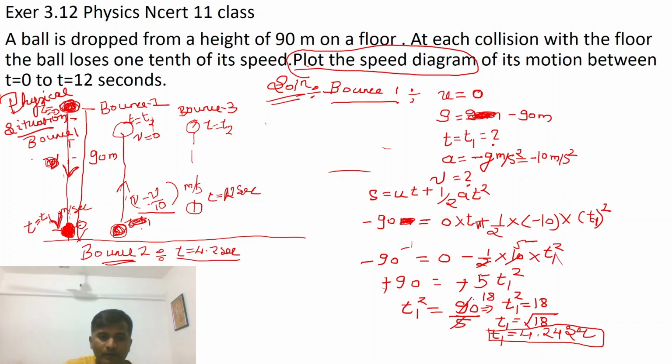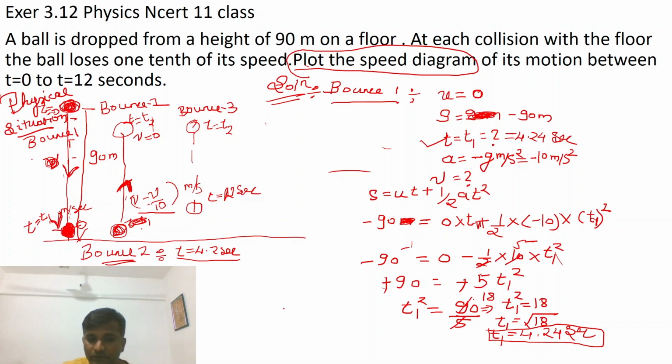The ball will bounce back and travel opposite to the acceleration due to gravity. It will travel this way. The displacement will be upwards, so S will be positive. Now I have to find out the velocity also. I did not find the velocity; I found only t is equal to 4.24 seconds.